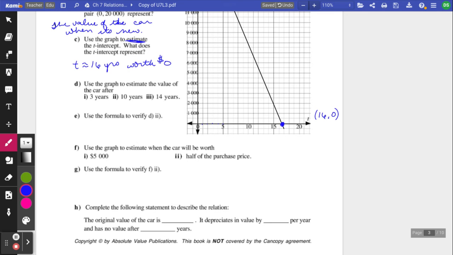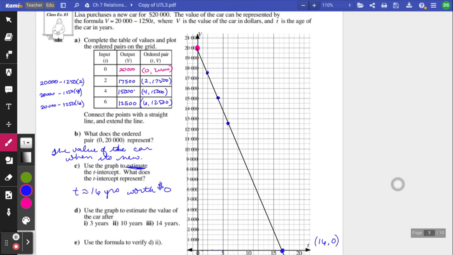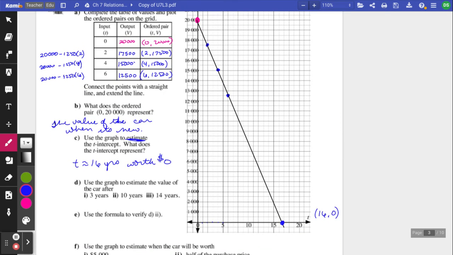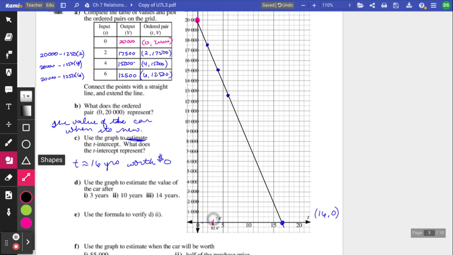Okay, now here, let's go. Ready? Malachi, it says, use the graph to estimate the value of the car after 3 years, 10 years, and 14 years. So how could you do that? 3 years. Where do I find 3 years? On the bottom or on the x-axis? So I would go over here to when it's like 3 years. 1, 2, 3. And you could draw your line straight up then. Go right from here and see on that line. It looks to me like it crosses right at 16,000. Would you agree?